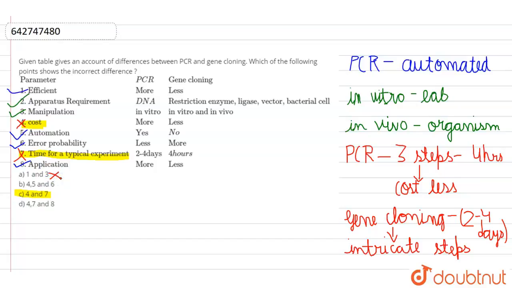Option 4, 5 and 6: 5 and 6 are correct differences, so this statement is wrong. And D, 4, 7 and 8: 7 and 8 are correct differences, so this option is also wrong. Hence the correct answer for this question is option C, that is, points 4 and 7 state the incorrect difference. So this is the answer.